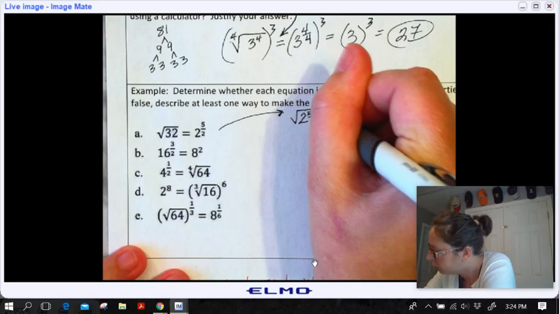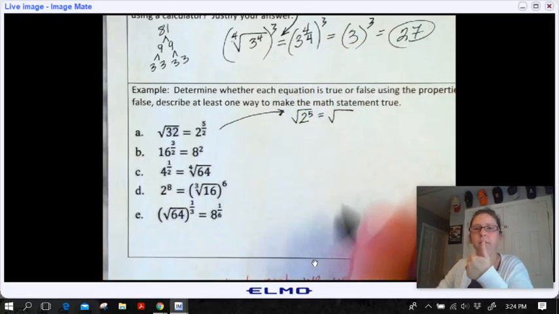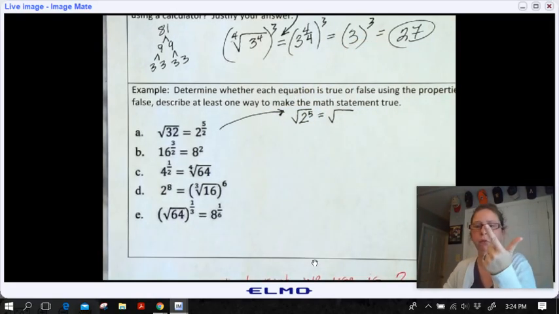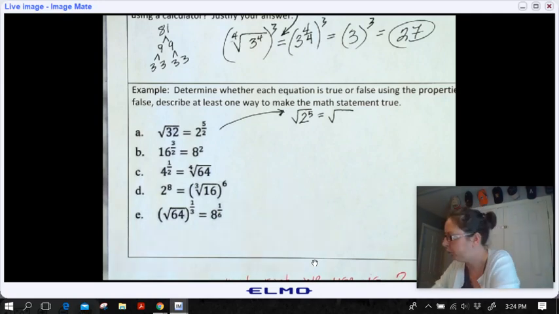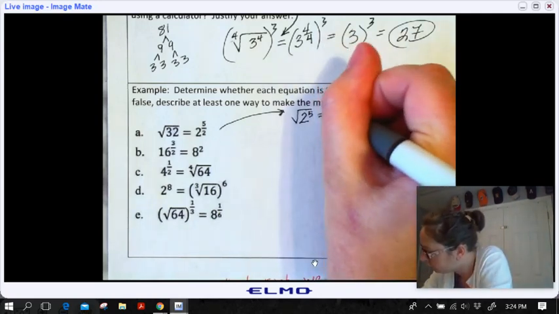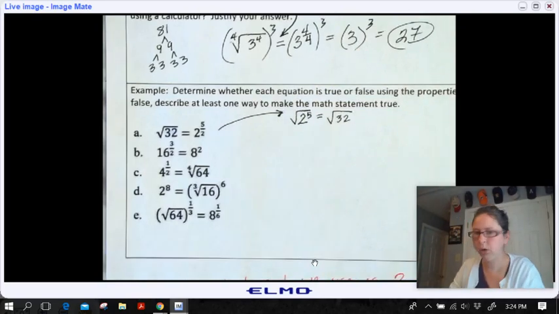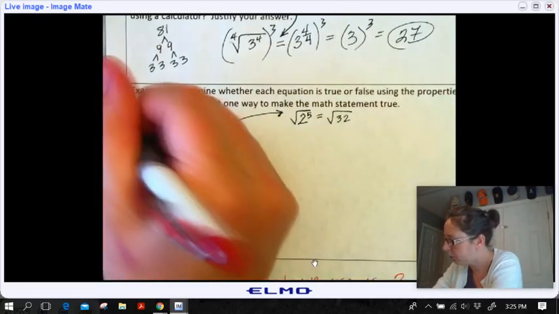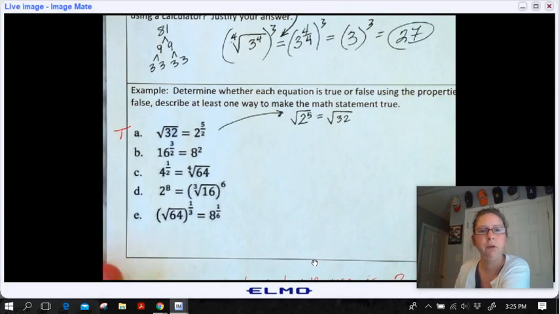Okay, so 2 times 2 is 4. 4 times 2 is 8. 8 times 2 is 16. 16 times 2 is 32. So number 1 is true. That's a true statement.